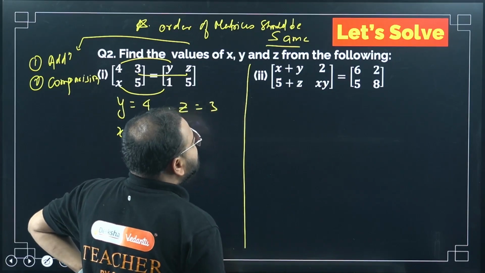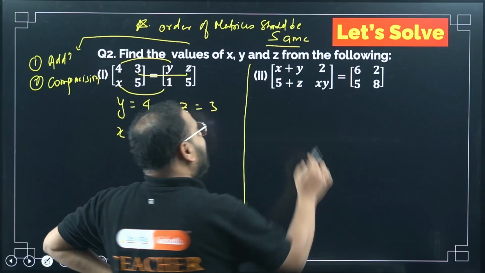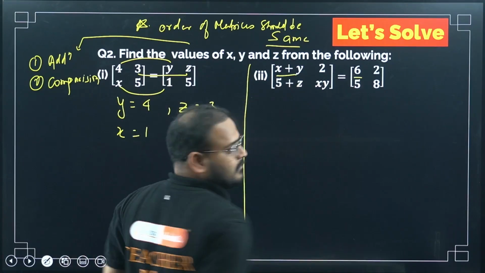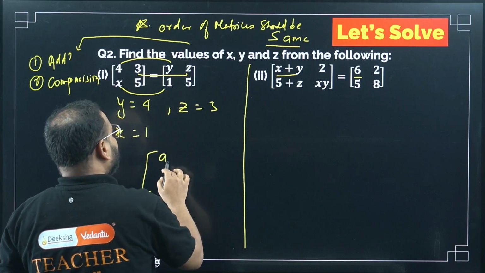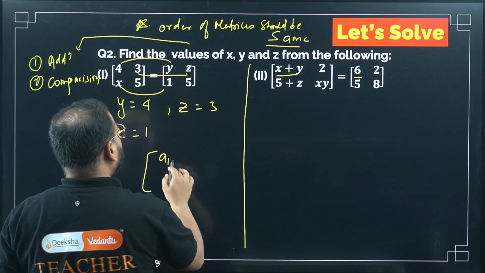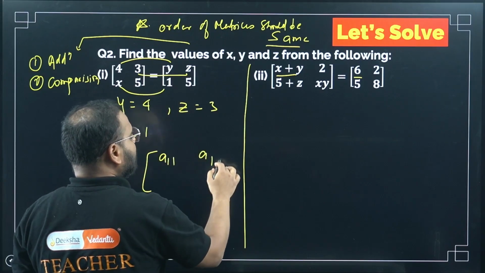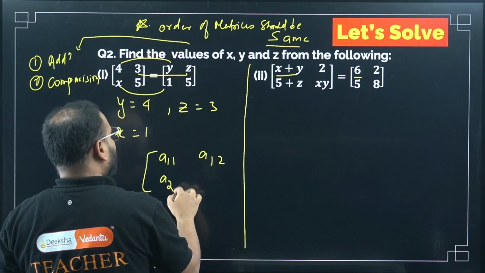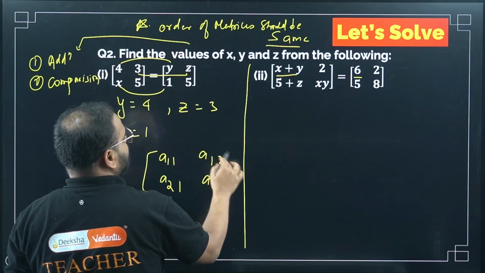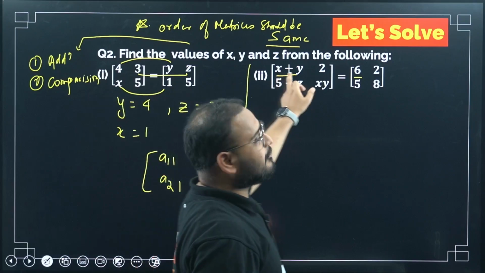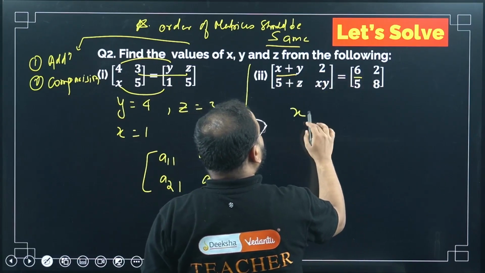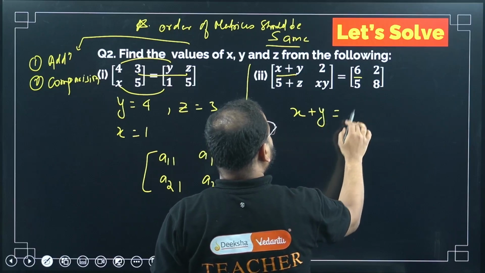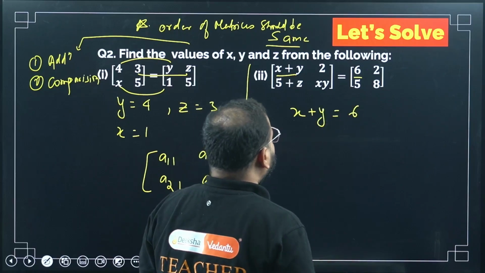x plus y equals 6 is there, which means I have to form the equations here. I said I have to compare this and this. You know the names of the elements, right? First one is called a, row 1, column 1. Second one is row 1, column 2, row 2, column 1, and row 2, column 2. So you'll compare a11 with a11. So x plus y with 6, what is the answer? x plus y is 6.